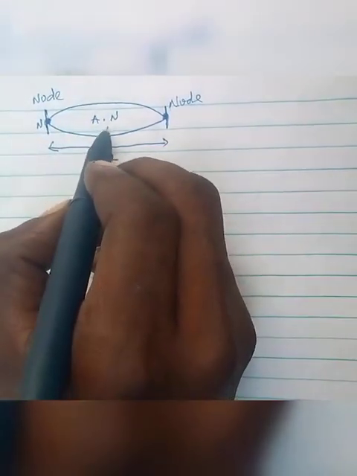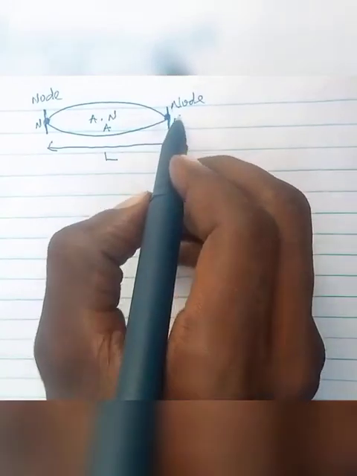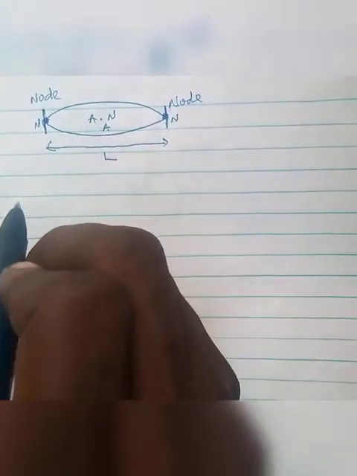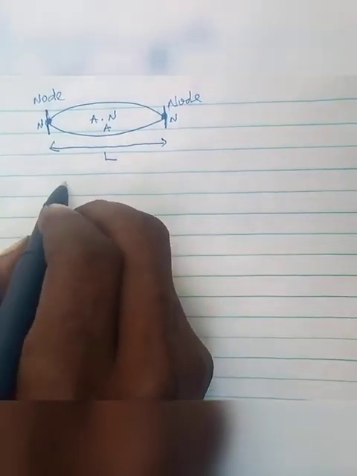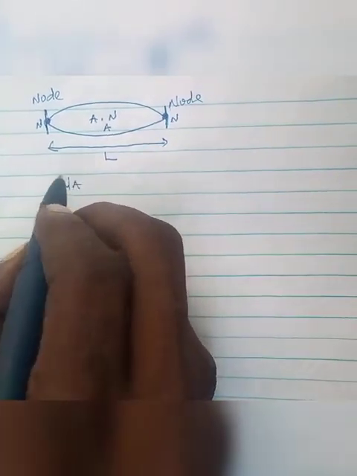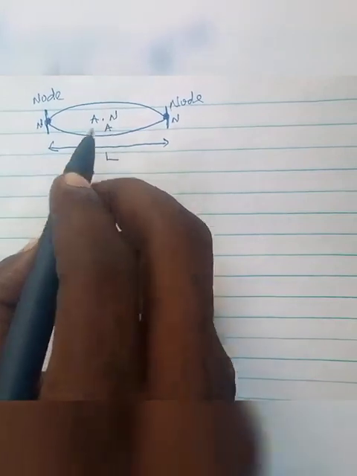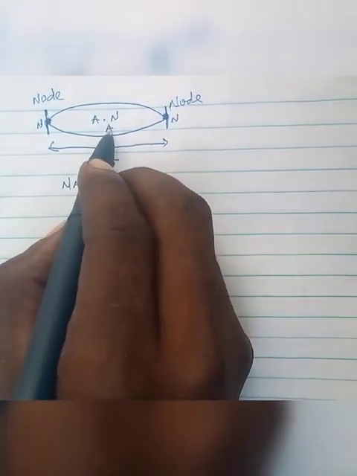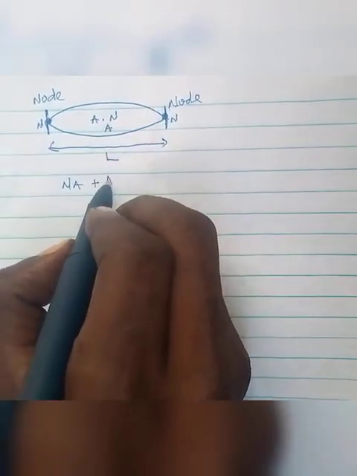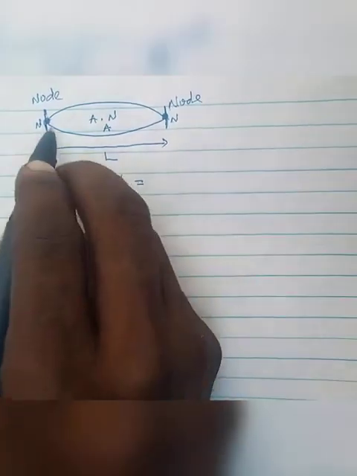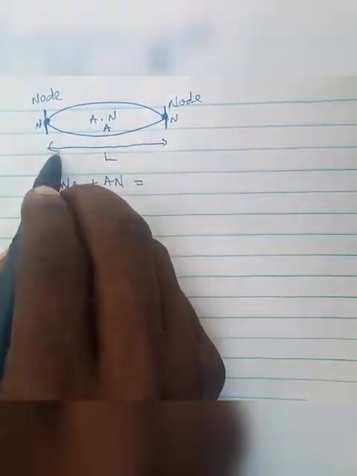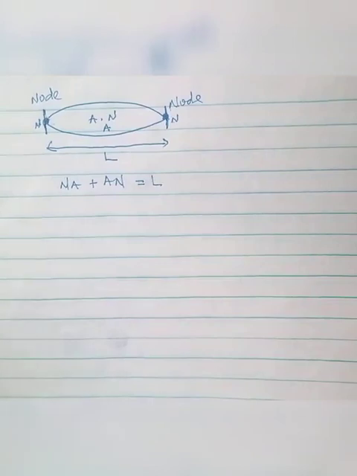So here is the node N, here is the antinode A, and I would like to call this other side N2. As you're moving from any node to antinode, you have a value of lambda over 4. Let's keep that in mind. So plus another A to N, okay? And this is equal to the length of the pipe. From N to A and from another A to N is the length.